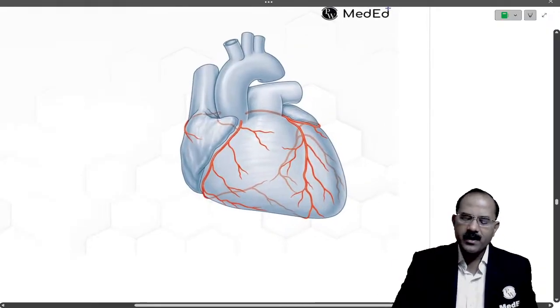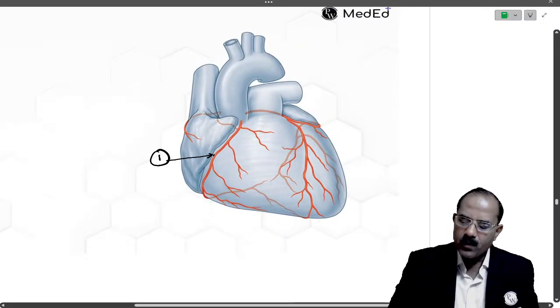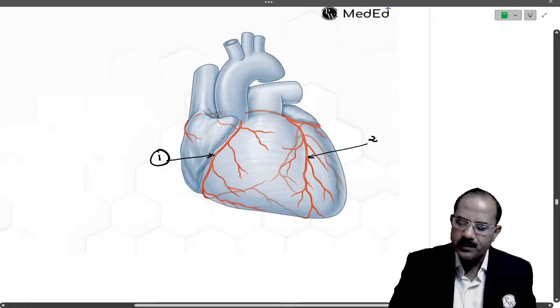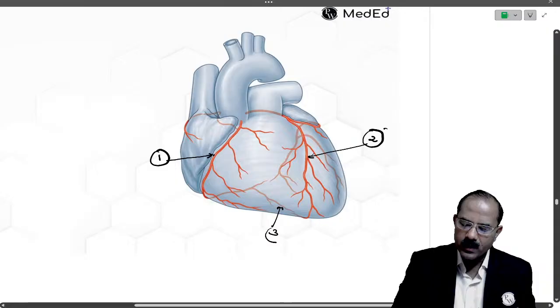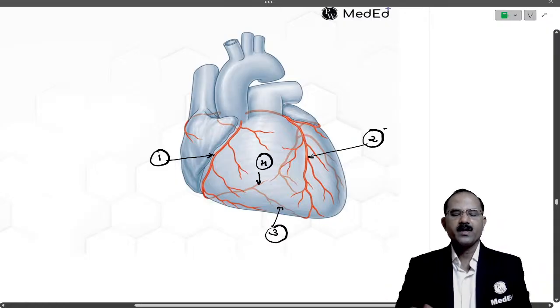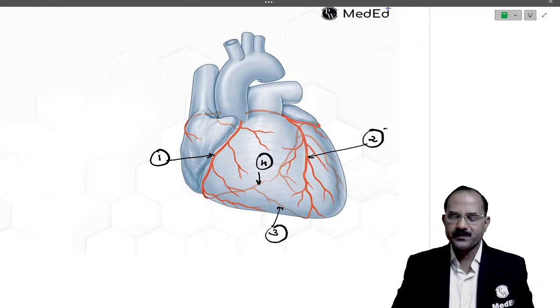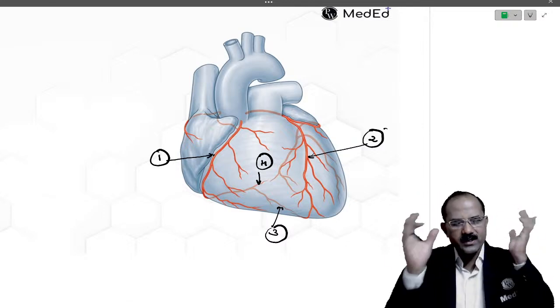Okay. Just before that, tell me, what is this number 1 groove? What is this number 2 groove? Just name the groove. What is this number 3 groove? And what is this number 4? These are the grooves. What is 1? Come on, answer this. A small part is left. Thorax is a small topic. I'm finishing.